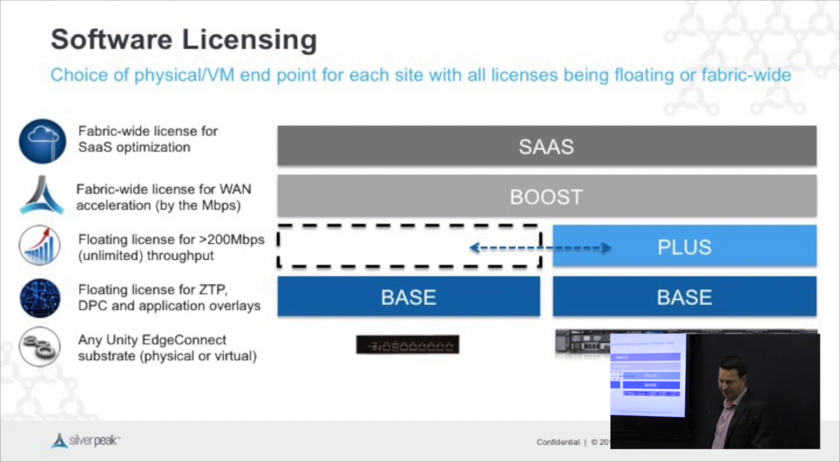Can I move base licenses around among hardware? You can absolutely move the base license around. It's just within a fabric, if you own 10 base licenses, 10 of your endpoints are going to be active and managed as part of that fabric by the orchestrator. But you can absolutely buy boxes and never buy licenses.